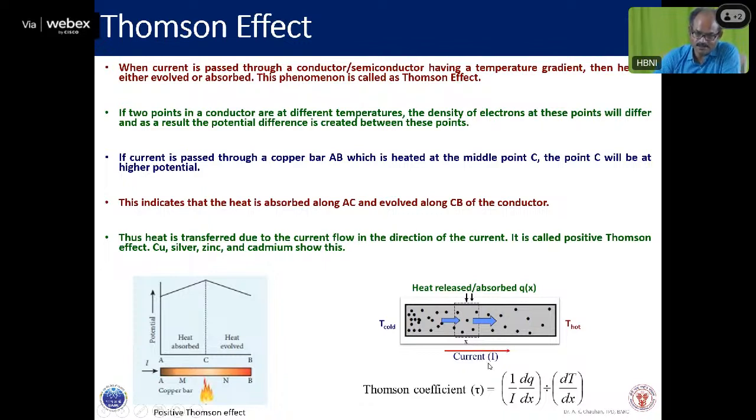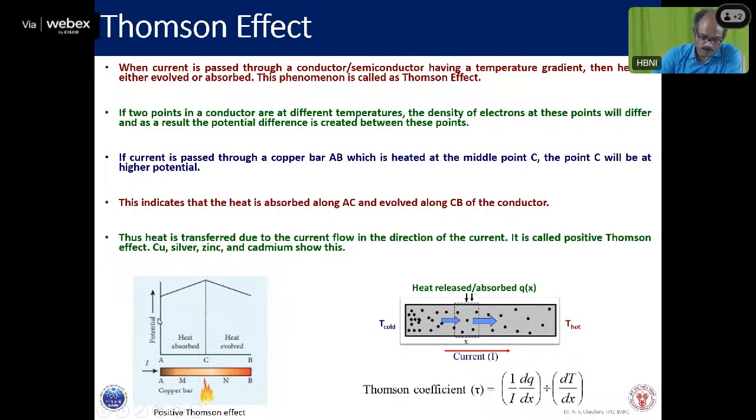If two points in a conductor are at different temperatures, the density of electrons at these points will differ, and as a result, a potential difference is created between these points. Suppose this is a copper bar, the current is passing through it, and we have heated it at the center. So this will be at a higher potential.